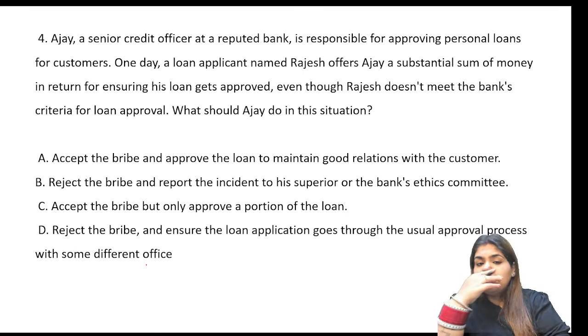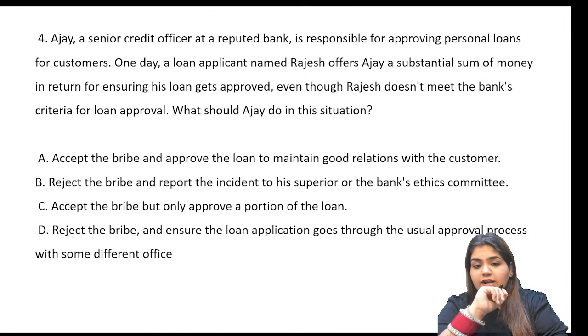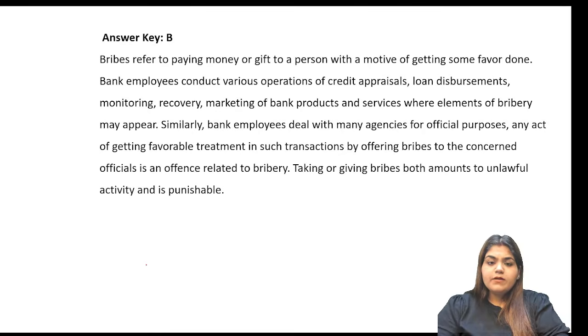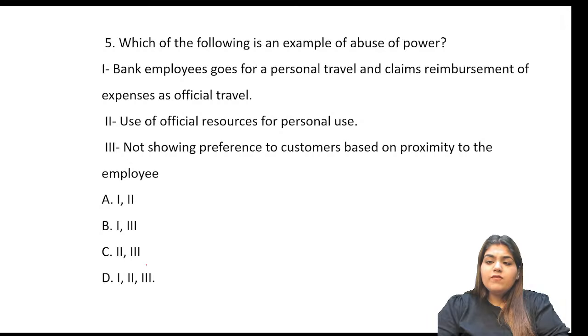Next, Ajay, a senior credit officer at a reputed bank, is responsible for approving personal loans for customers. One day, a loan applicant named Rajesh offered Ajay a substantial sum of money in return for ensuring the loan. क्या दे रहा? Corruption होगा, right? Even though Rajesh does not meet the bank's criteria for loan approval, what should Ajay do in this situation? मना कर दे, do not take the loan, reject the bribe, and report the incident. Yes, report the incident. B. Next, which of the following is an example of abuse of power?